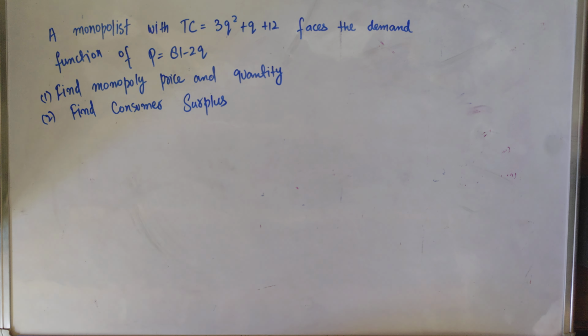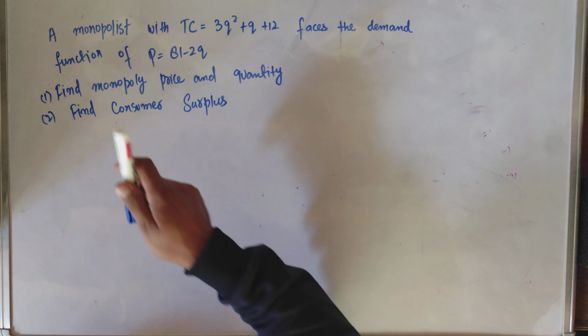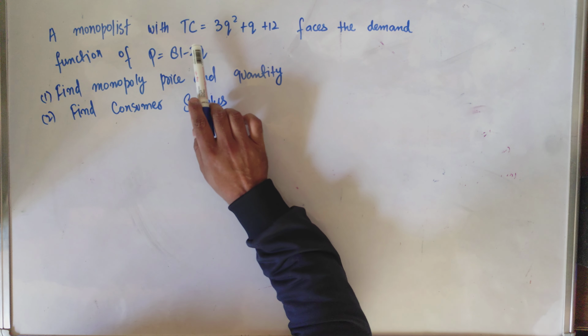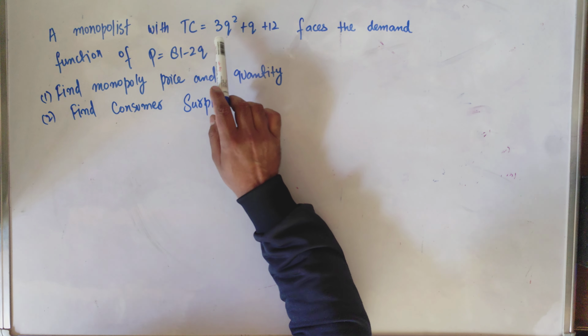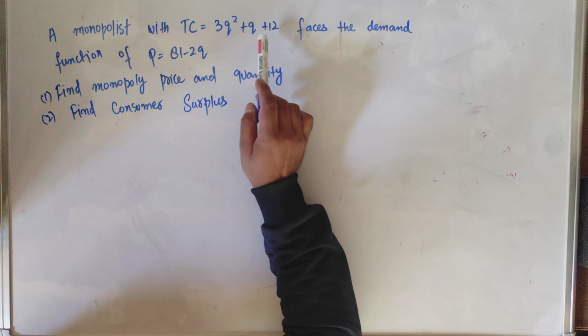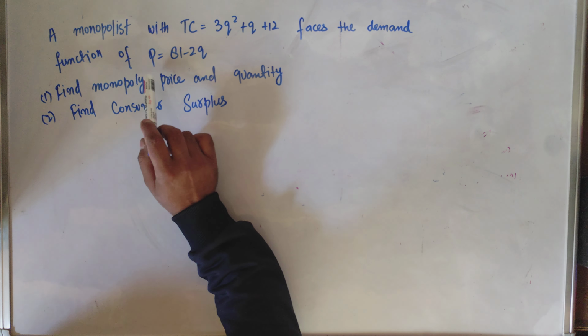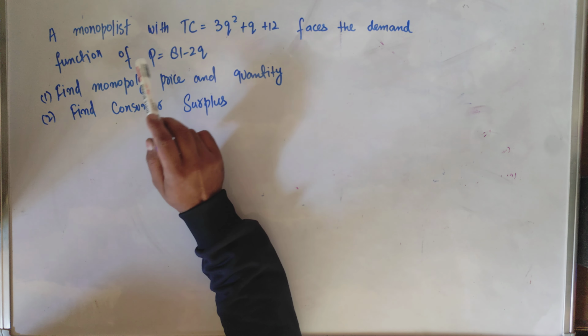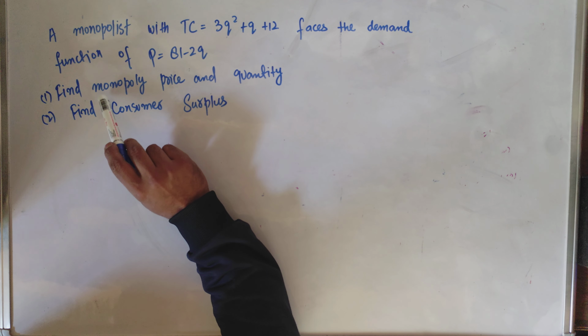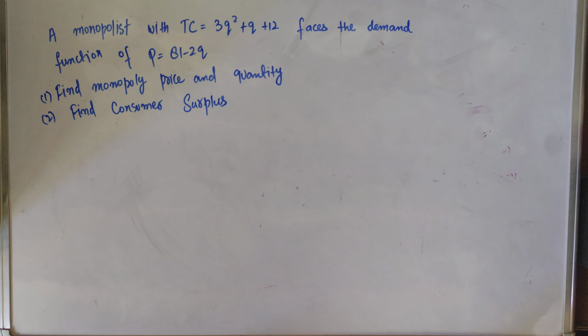In this video, we will solve a question on how to find out consumer surplus and monopoly price and quantity for a monopolist. The question is, a monopolist with total cost function TC equal to 3Q square plus Q plus 12, where Q denotes the output, faces the demand function of P equal to 81 minus 2Q, where P denotes the price.